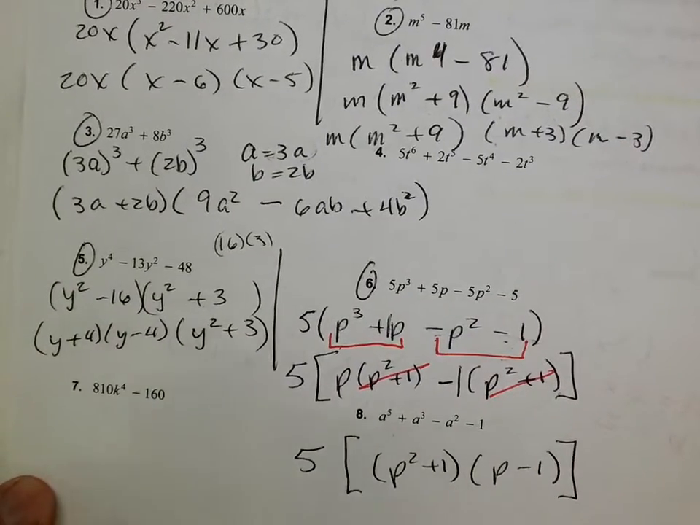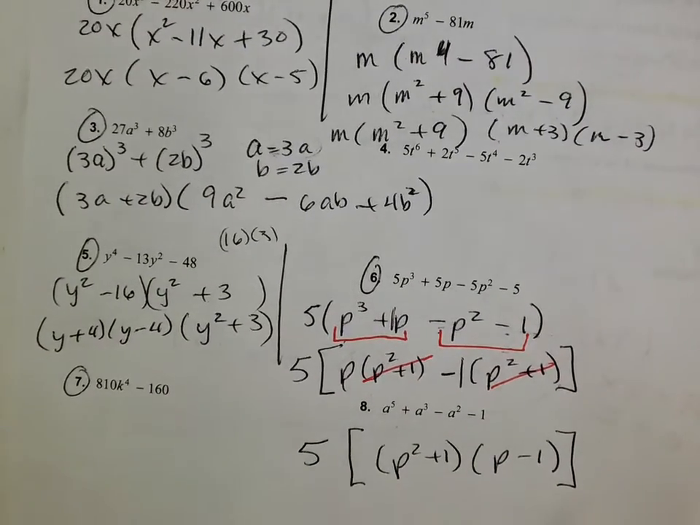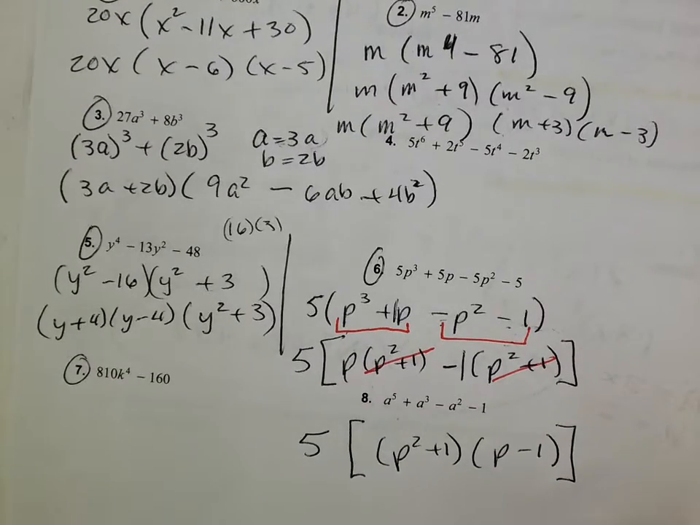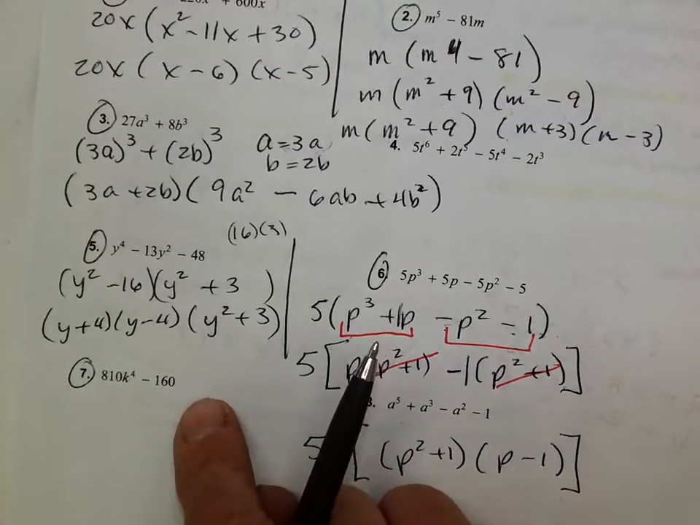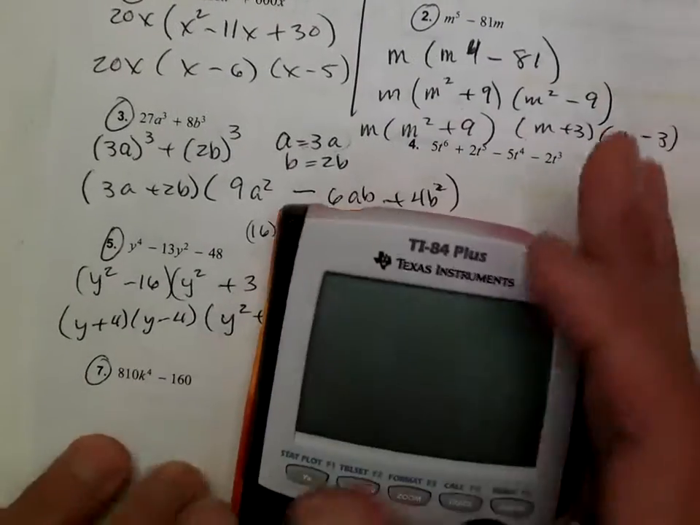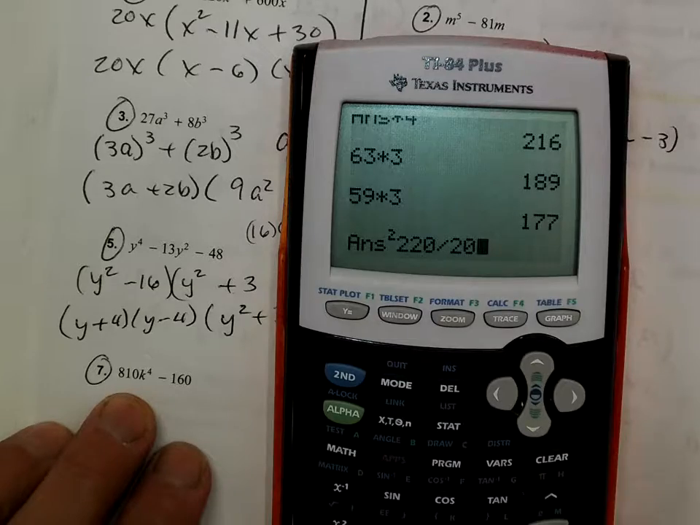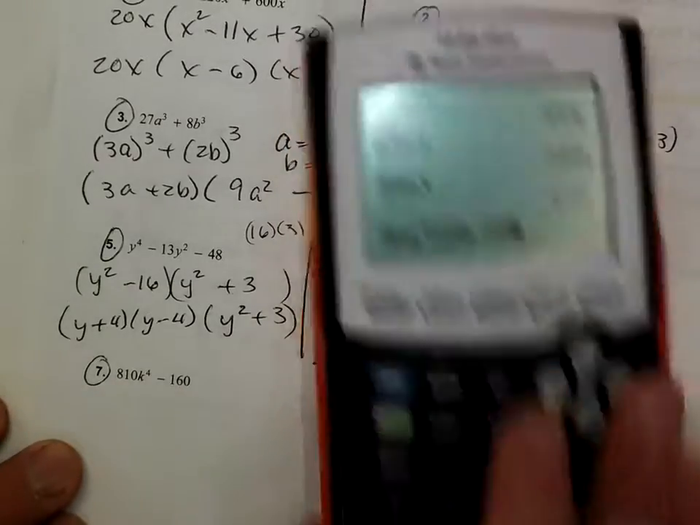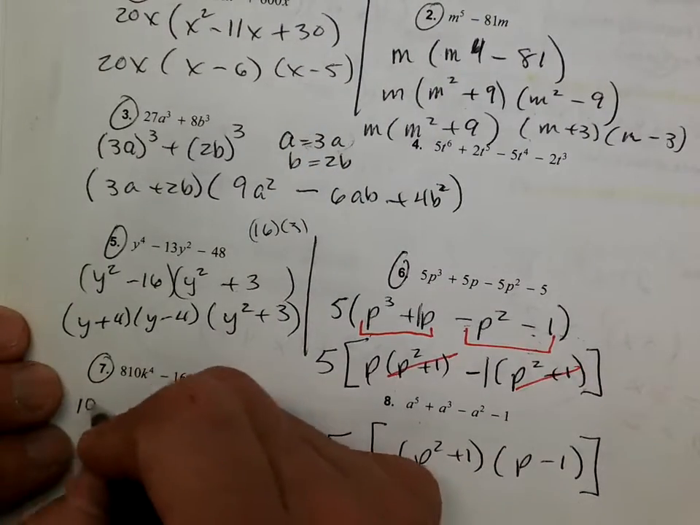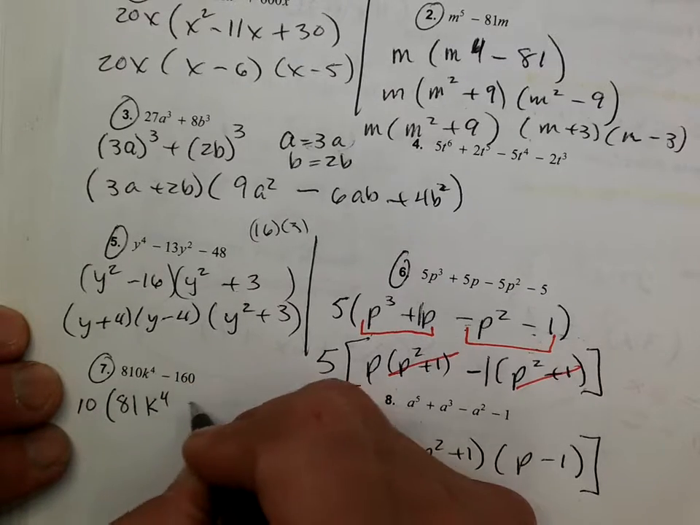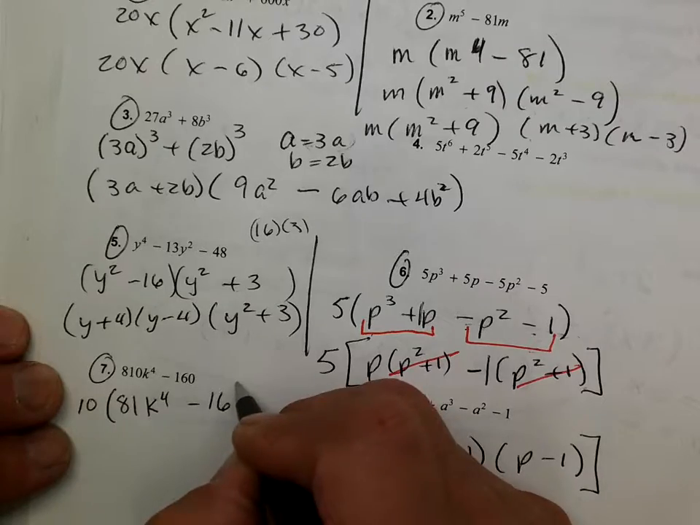Okay, number 7, last but not least. Oh, 7 looks horrible. Seriously, I'm looking at 7, I don't know. So I'm going to take out a calculator. My guess is they have to have something in common, right? So let's see. 10 for sure, right? You guys agree? Yep. 10 for sure. So if I take out 10, I'd have an 81 k to the 4th minus 16.